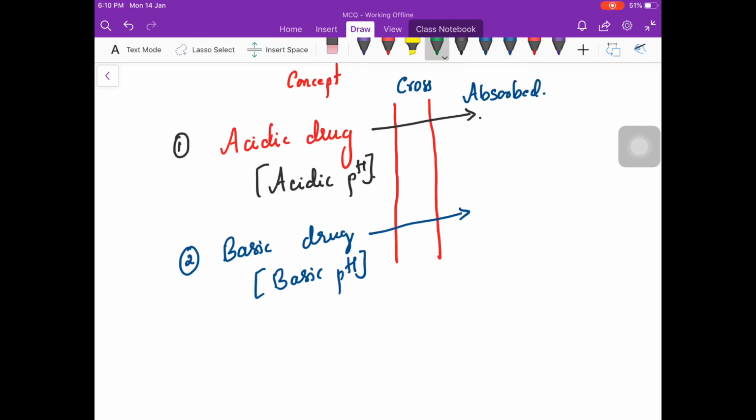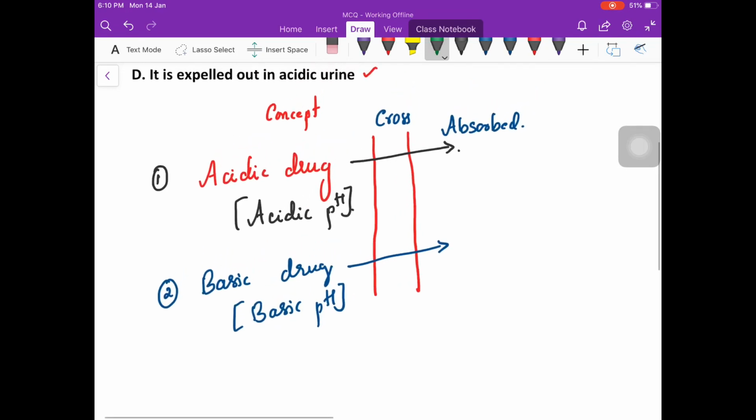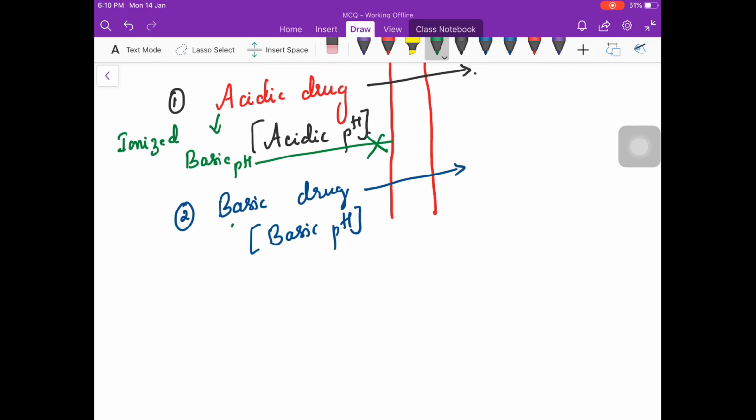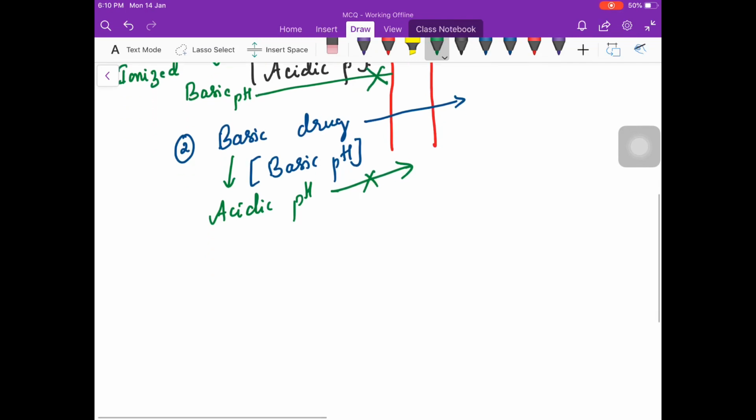Now the second concept you have to remember is, if an acidic drug is present in a basic pH, what happens? It cannot cross. Why can it not cross? Because at basic pH it will be ionized. The same thing happens with a basic drug. If it is in acidic pH, it cannot cross.